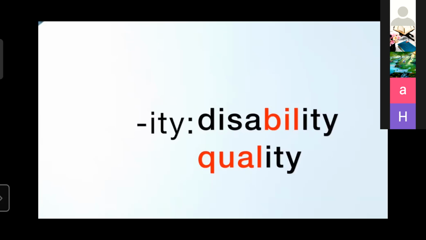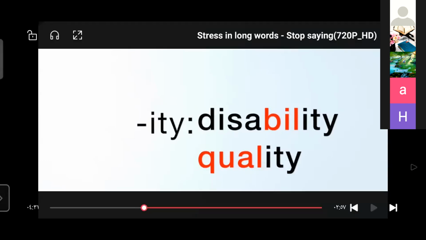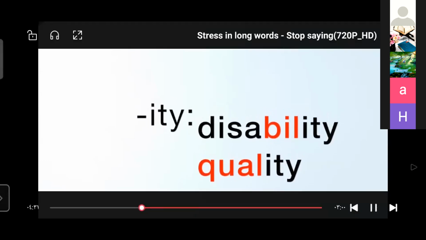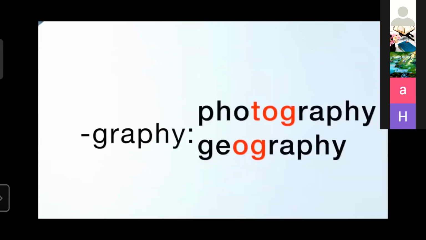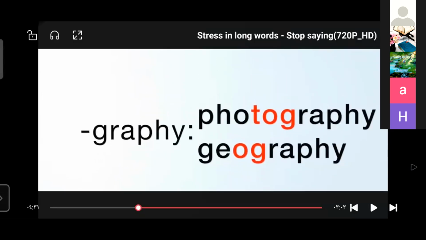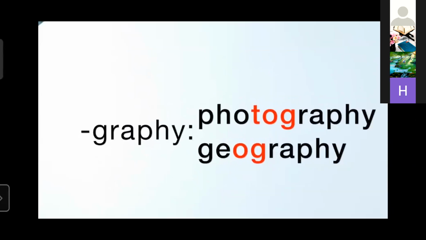Yeah, and the syllable before ITY is also stressed. Let's see together. Disability, quality. Give other examples of ITY, like what? Quantity. Yes. What else? Opportunity, excellent. What else? Ability. Community, excellent. Clarity, excellent. Society, what else?